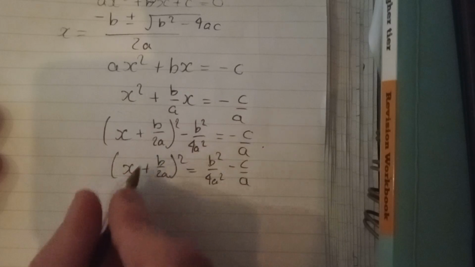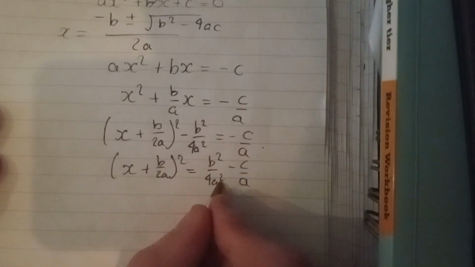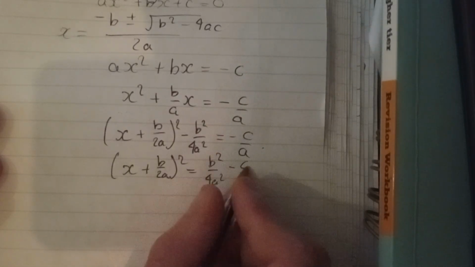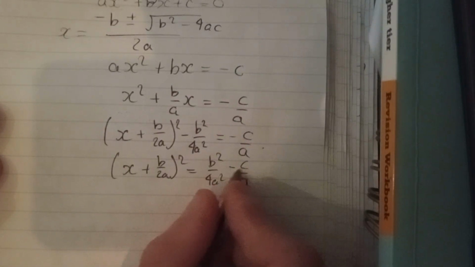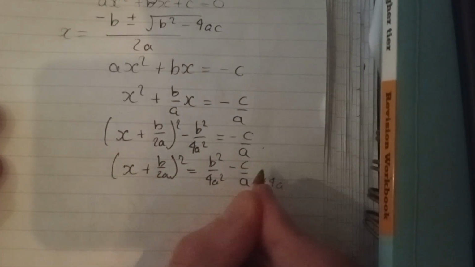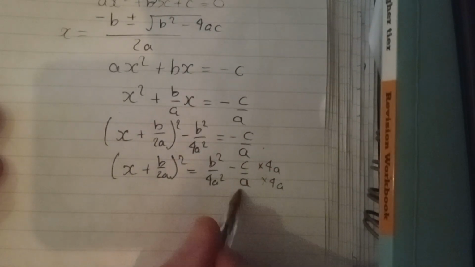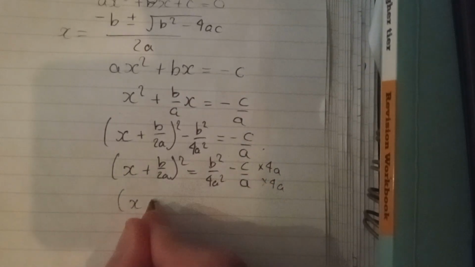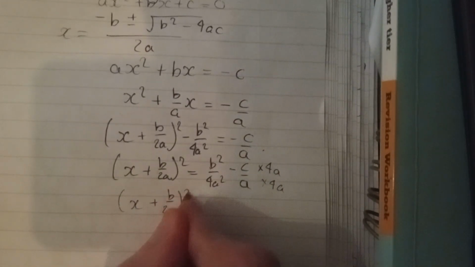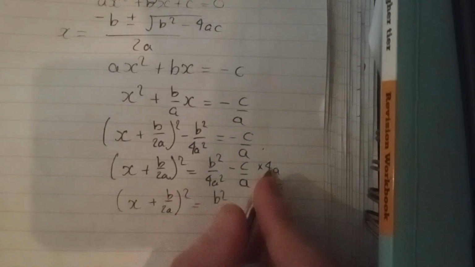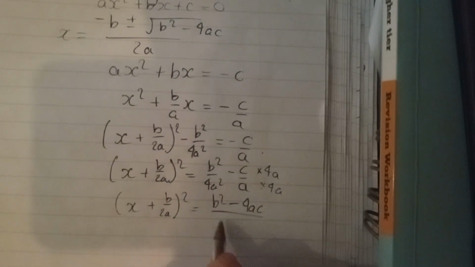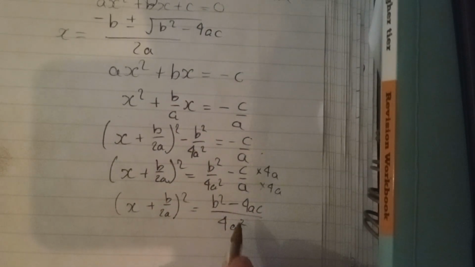Now we will square root both sides, but before we do that, we want to make sure that we have the same denominator so we can combine these. So what do we need to do? We can multiply this by 4a and multiply this by 4a. That will make a times 4a be 4a squared, so it means that we can combine them into a single fraction. So x plus b over 2a squared is now b squared, then 4a times c is minus 4ac, minus 4ac divided by 4a squared.